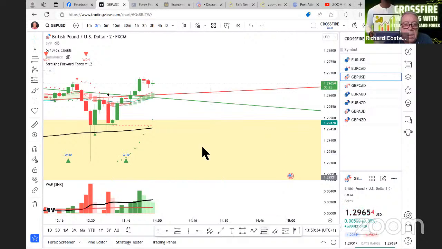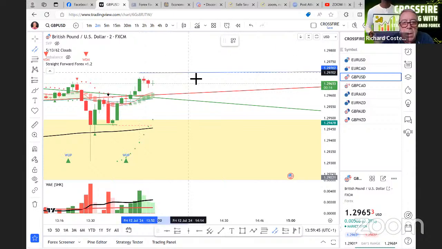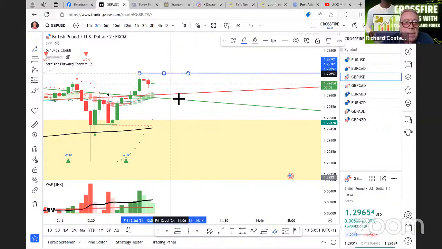I want a strong move up, so I can put a channel on this. I can get a channel. I can say, right, I want price to be above that high there. I want it to be up there, if I'm getting in for a buy.